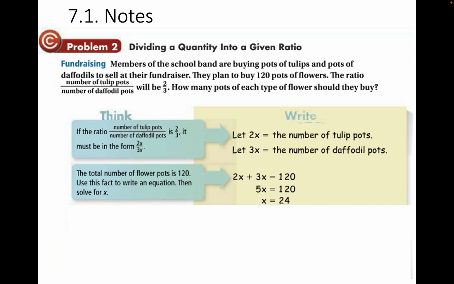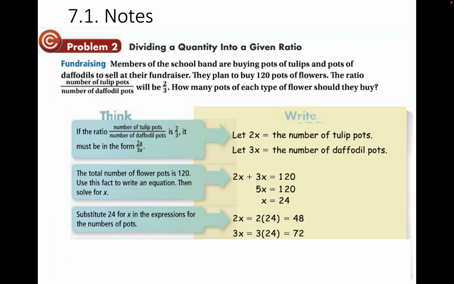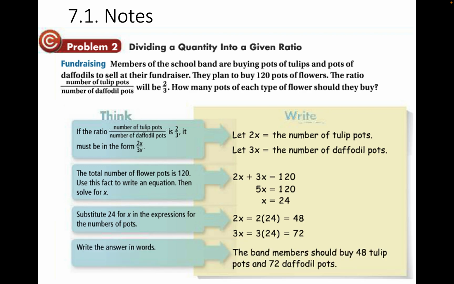Now that I have x equals 24, I can go back and substitute in to find the number of tulips and daffodils. Since tulips is 2 x's, that's 2 times 24, or 48 pots of tulips, and 3 x's, or 3 times 24, is 72 pots of daffodils. So in the end, the band members should buy 48 tulip pots and 72 daffodil pots.